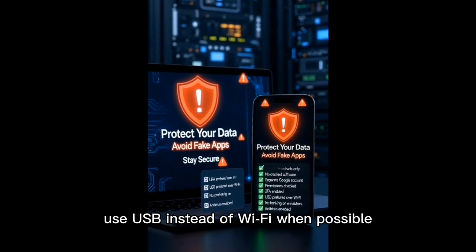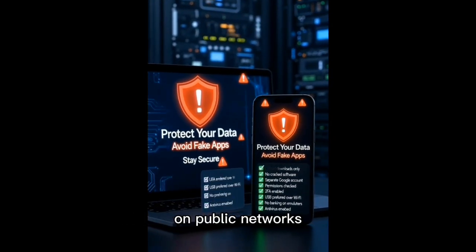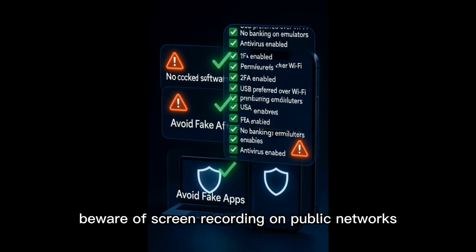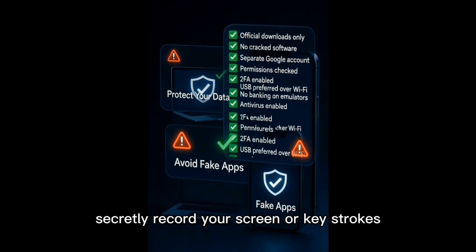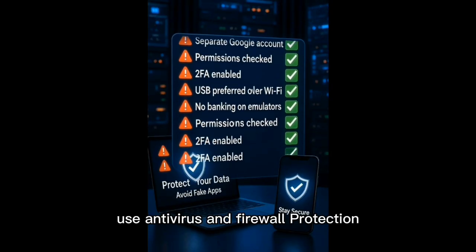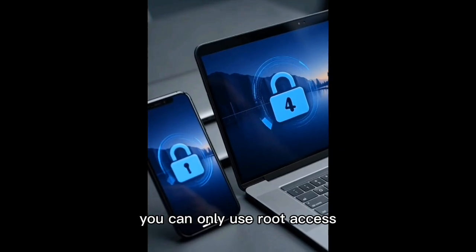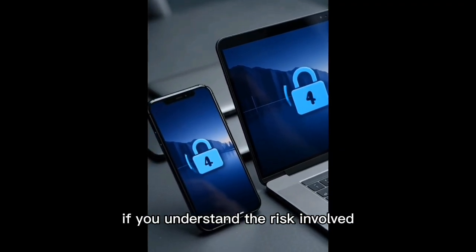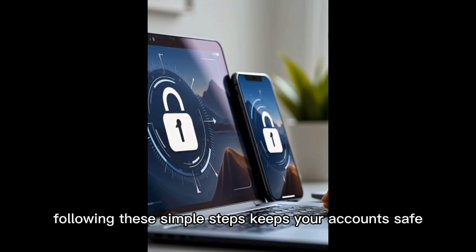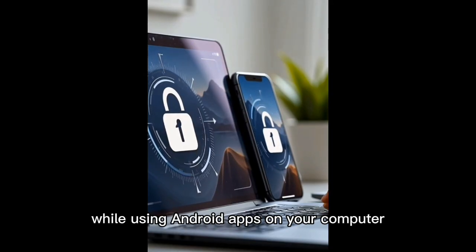Use USB instead of Wi-Fi when possible. This reduces the risk of interception on public networks. Beware of screen recording. Some fake emulators secretly record your screen or keystrokes. Use antivirus and firewall protection. Don't grant root access. You should only use root access if you understand the risk involved. Log out when using shared computers. Following these simple steps keeps your accounts safe while using Android apps on your computer.